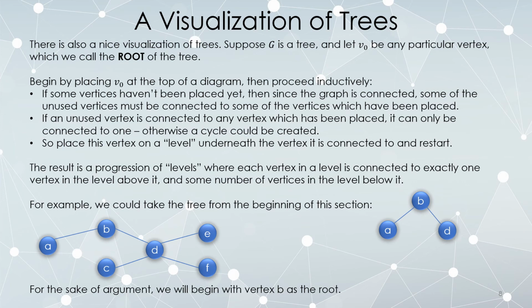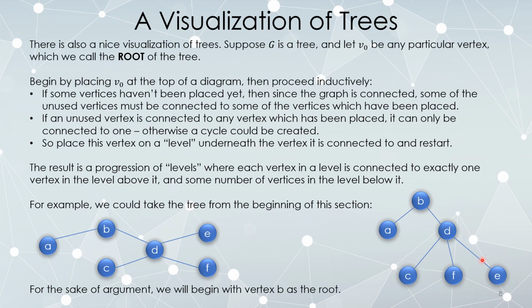I still haven't placed vertex C, E, and F, and I ask, are any of them connected to any vertex that's already been drawn? Yes, vertex C is connected to vertex D, vertex F and vertex E as well. And now what we have is a visual representation of a top level, which is B, connected to the next level, which is A and D. These things are connected to the next level, C, F, and E. A is not connected to anything on the level below, that's okay. D is connected to multiple things on the level below, that's okay.